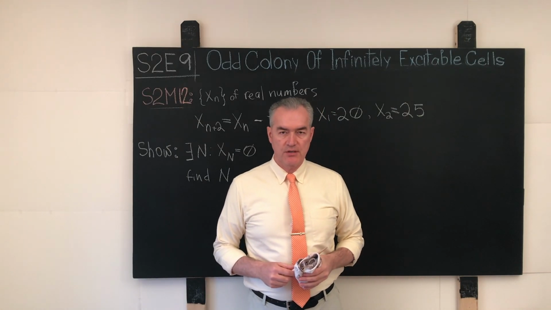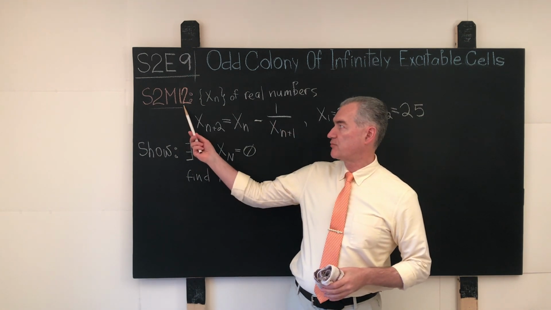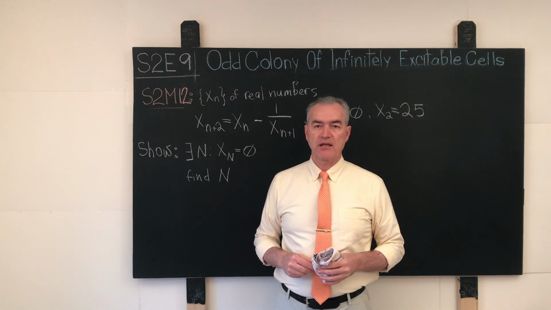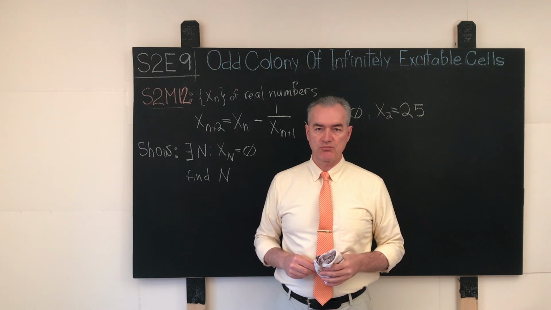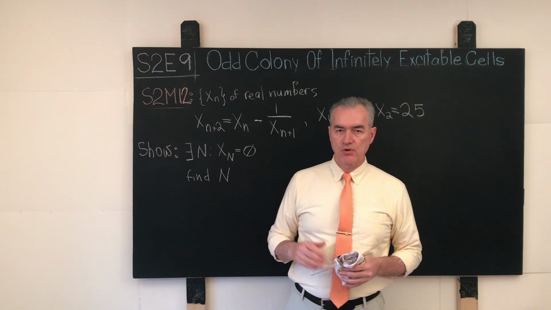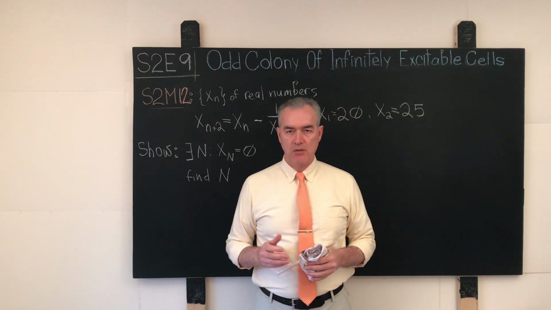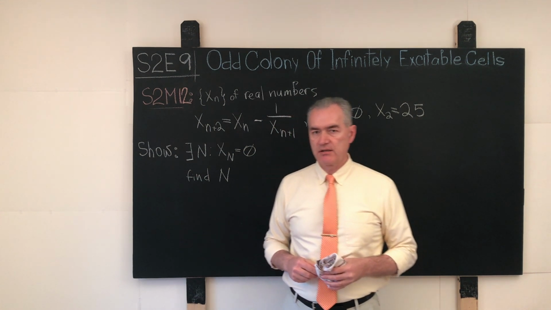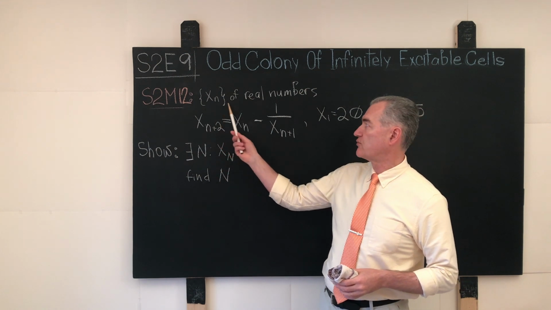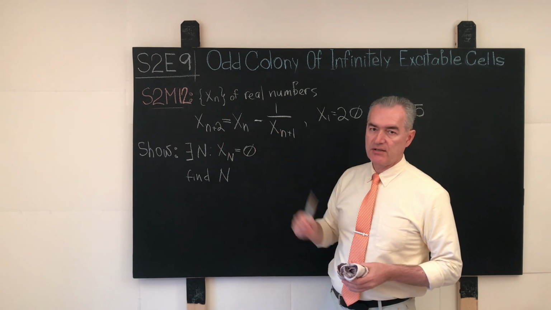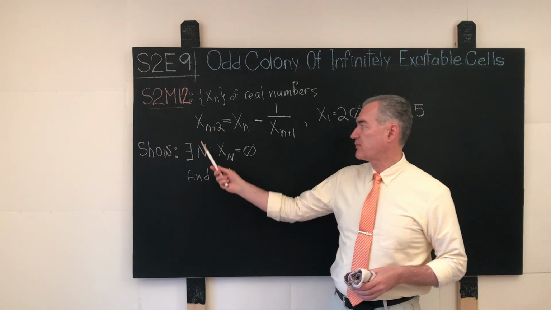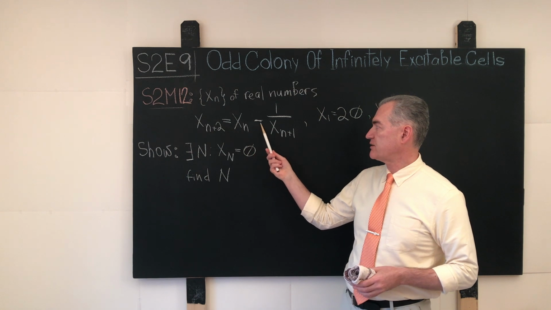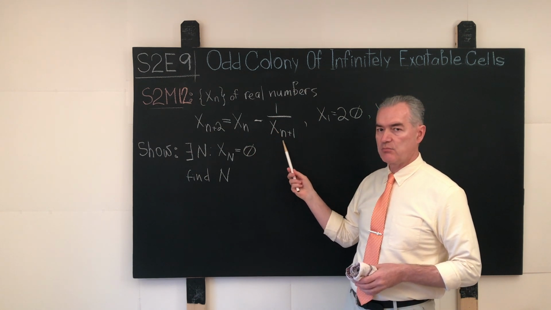Our next challenge, the mathematics problem S2M12, will be the last problem that we will use in order to study the mechanics of the reverse order problem solving approach. And I will say a few words about this powerful problem solving approach in the next episode. But for now, we're given a sequence x sub n of real numbers that is defined as a recurrence relation. x sub n plus 2 equals x sub n minus 1 over x sub n plus 1.